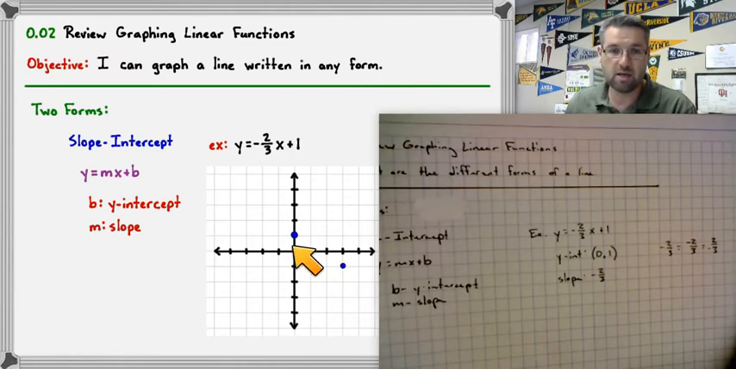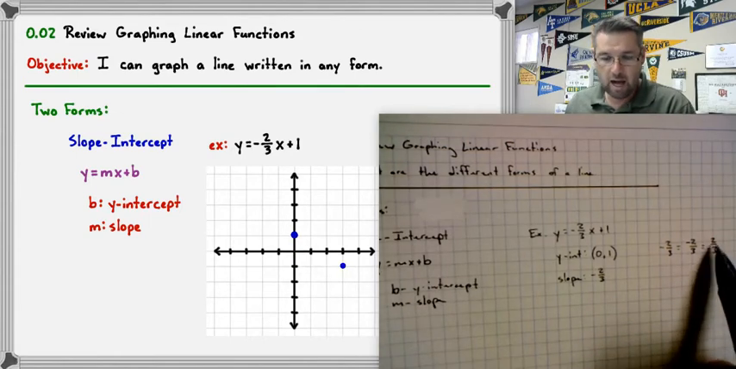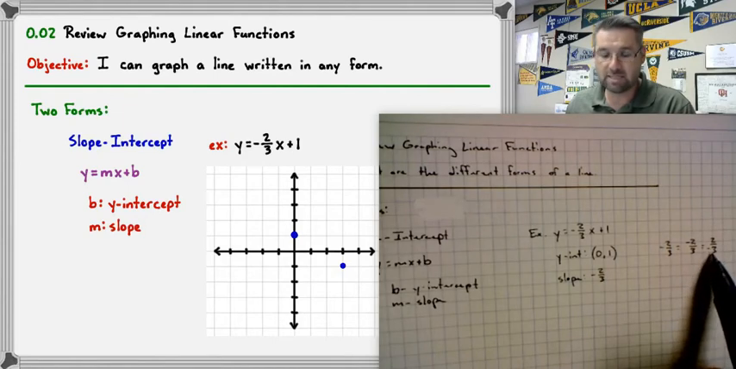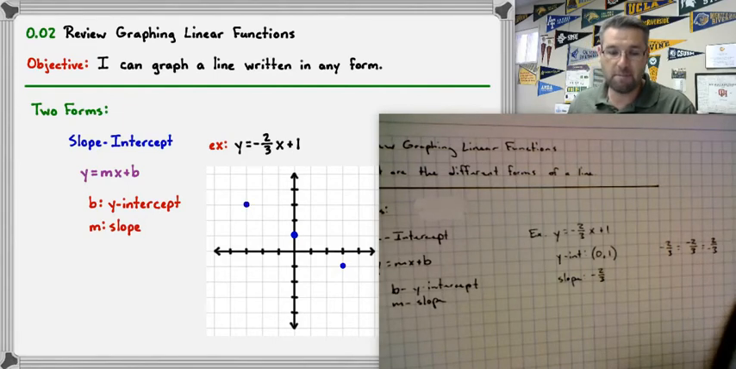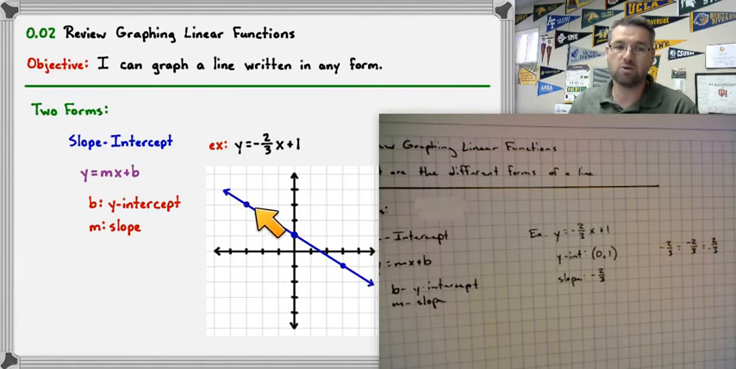You can see that, down 2, right 3. But in this case here, I could go up 2, but I'd have to go back 3 because that's a negative 3. So if I go up 2 and back 3, that puts me up 2, back 3. You can see that all three of those points are in a line, and so we know we did it right. We can also see that this line goes downwards as we move from left to right. So that's my example of how to graph a line using slope-intercept form.